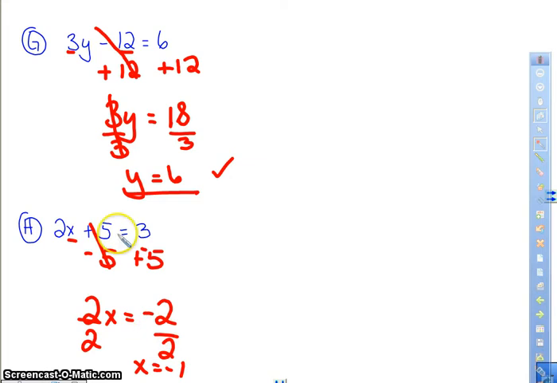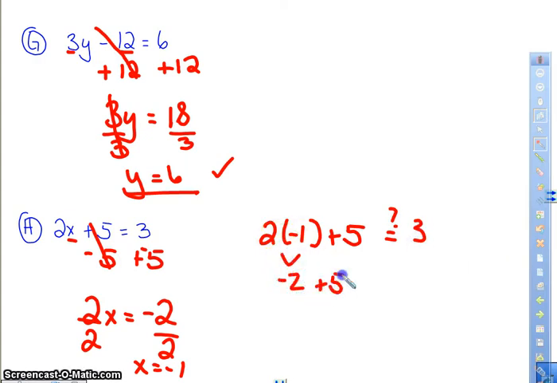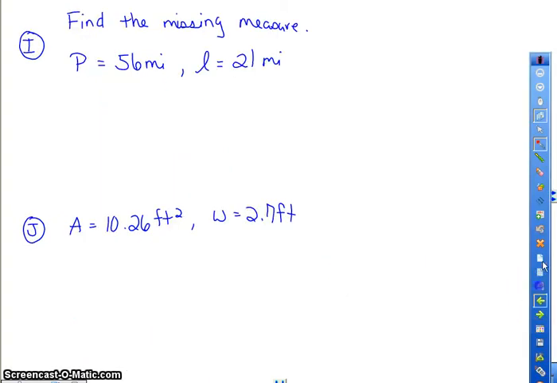So as always, inverse. I subtract because the inverse of addition is subtraction. I divide because the inverse of multiplication is division. And now I'm going to check. 2 times negative 1 plus 5, I want to know, does it equal 3? Well, 2 times negative 1 is negative 2. Negative 2 plus 5 does equal a positive 3. So it checks out, meaning that x equals negative 1 is my correct answer. Always check. It's the easiest thing to do, and it's going to save you later on.